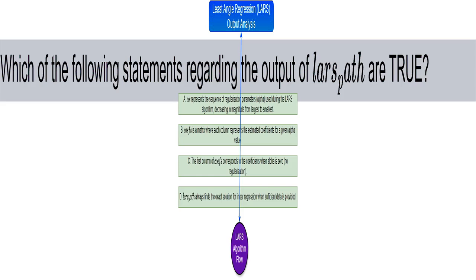This statement describes the order in which the *alphas are generated and used during the Lars algorithm. I must check if this is accurate. They start large and decrease. It's like gradually reducing the strength of the regularization.